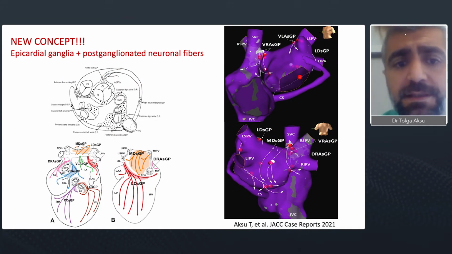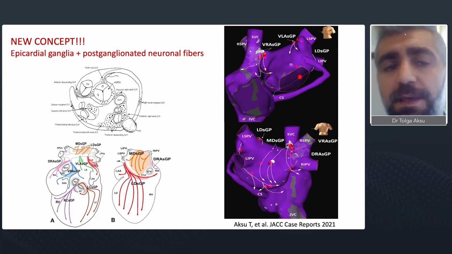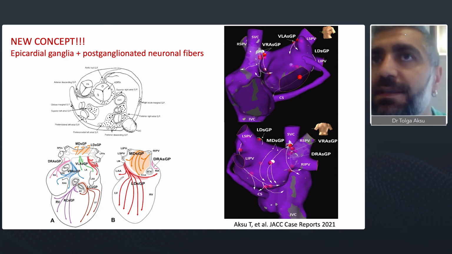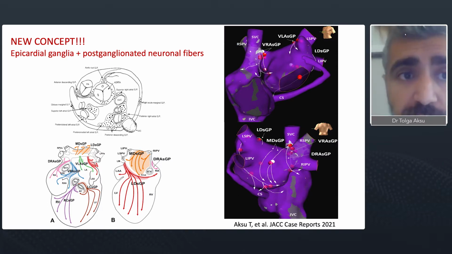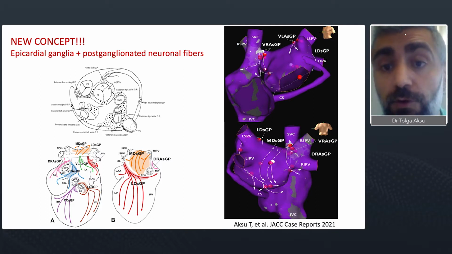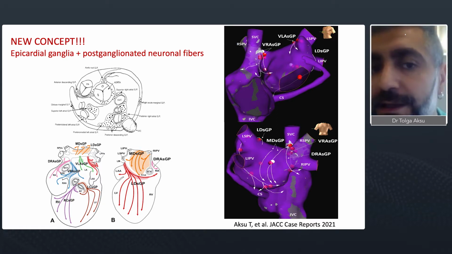We recently defined a new concept to understand our ablation effect. Actually, ganglionated plexus defines grouping of epicardial ganglia in some distinct atrial parts, but we also see postganglionic neuronal fibers from these epicardial ganglia to the sinoatrial node, the atrioventricular node, or even the ventricular area. So during catheter ablation, we can ablate both these epicardial ganglia or postganglionic neuronal fibers.